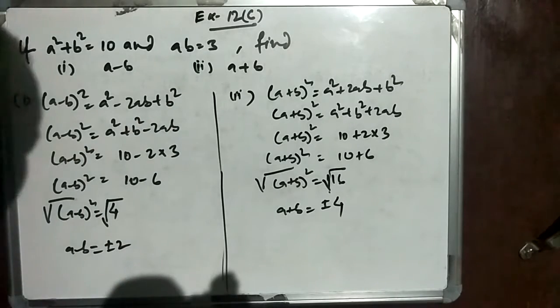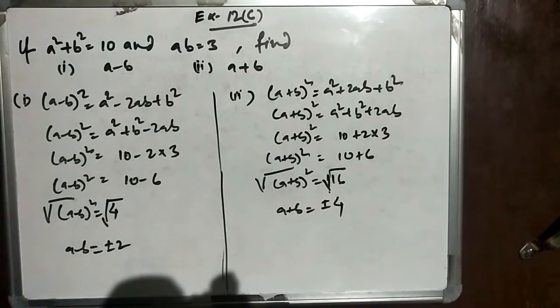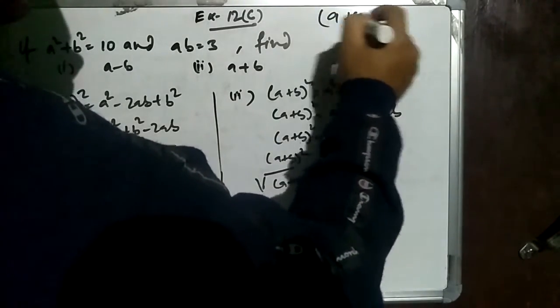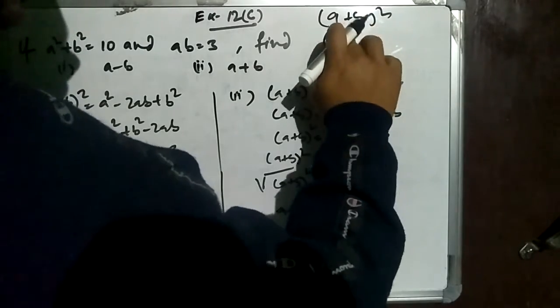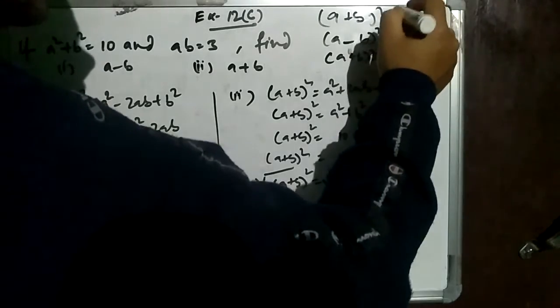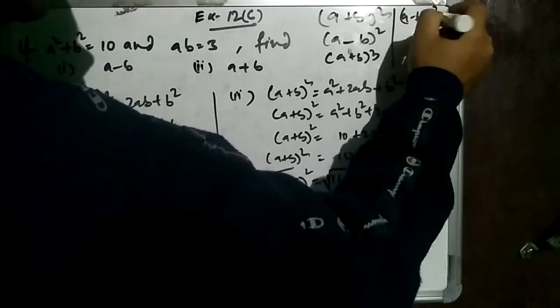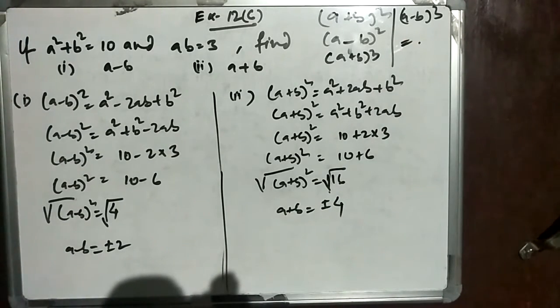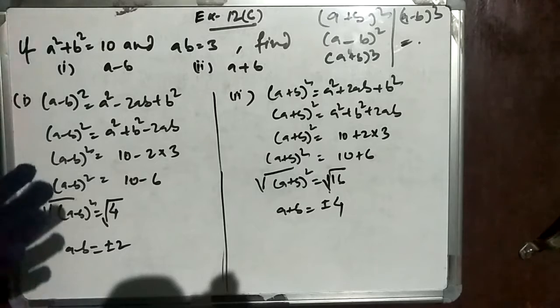Before starting this exercise, it is strictly advised that you should know the formulas which are given at the start of this exercise: a square, (a plus b) whole cube, (a minus b) whole cube. These are the formulas which have to be learned very strictly. If you don't learn these formulas, you cannot do the questions and solutions in the examination. So this is the most important part of this chapter. We'll move on to the explanations now.